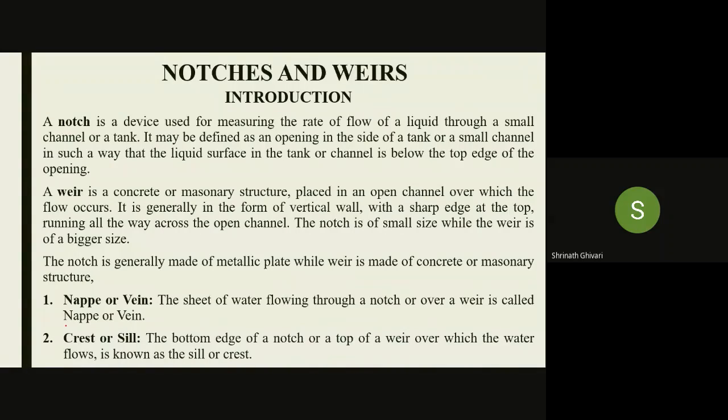Then for the next derivation, I'll be showing how it works. So we are having both notch and weir, both are same. The notch is made up of a metallic plate, while the weir is made up of a concrete or masonry structure. The weirs are mainly used in dams and all, to measure the rate of flow, and anywhere where there is a large reservoir and we want water from there. Some people will be constructing concrete structures where they want to measure the flow rate, and they are using weir.